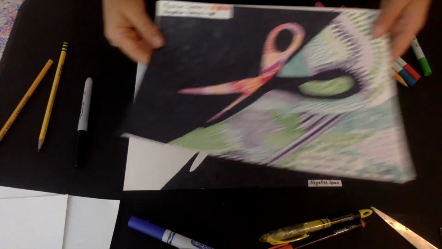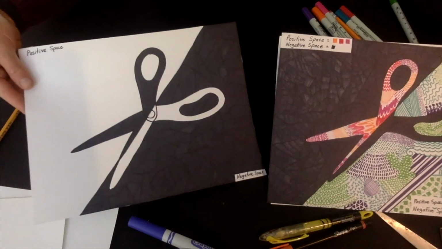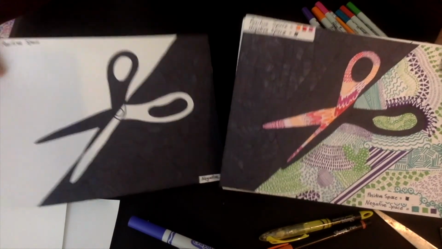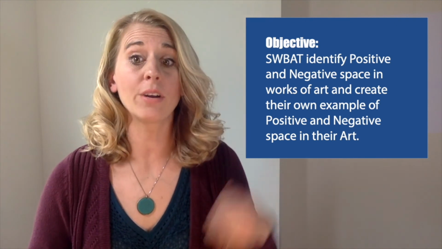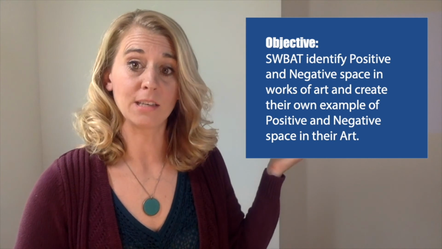By the end of this week, you should have completed one of these assignments where you will demonstrate your mastery of positive and negative space. As a reminder, our objective today was to identify positive and negative space in works of art and create your own example of positive and negative space in art. If you're able to complete this week's assignments, you've demonstrated your mastery of this objective.